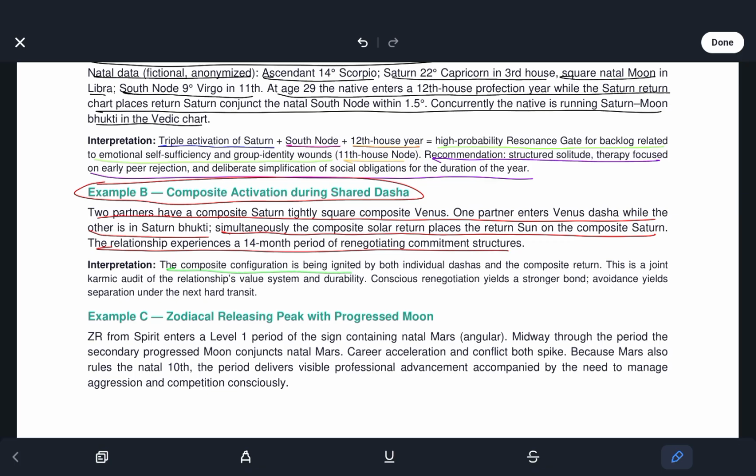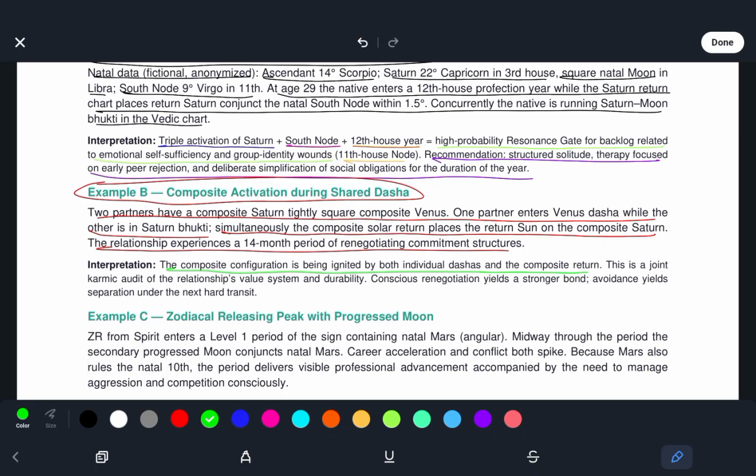The composite configuration is being ignited by both individual dashas and the composite return. This is a joint karmic audit of the relationship's value system and durability. Conscious renegotiation yields a stronger bond, while avoidance yields separation under the next hard transit.